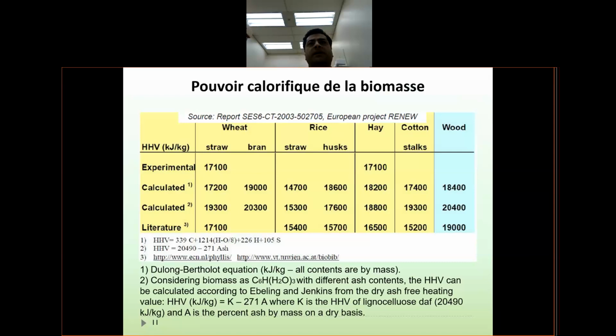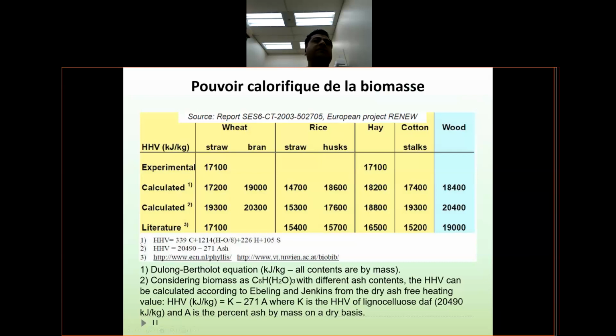So this table has listed some high heating values of biomass in terms of kilojoule per kilogram. Heating value, as we said yesterday, is the energy content of the biomass per unit of mass, so that if you burn the biomass, that energy will be released. As you know, combustion is an exothermic process, and you release energy by combustion. That's why heating value is important.